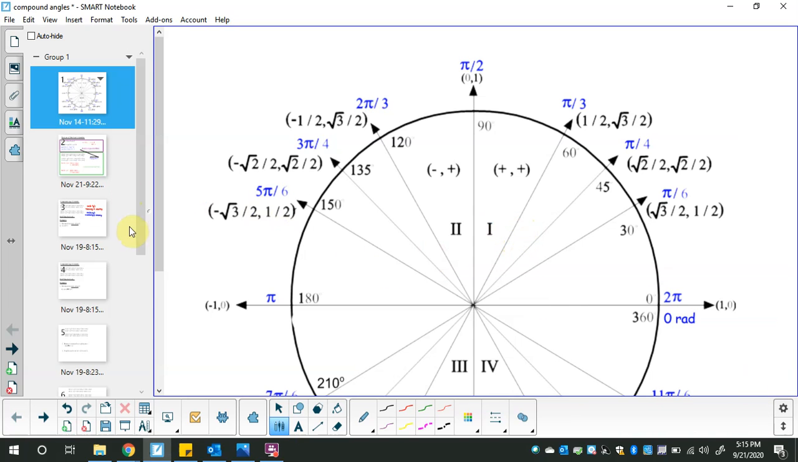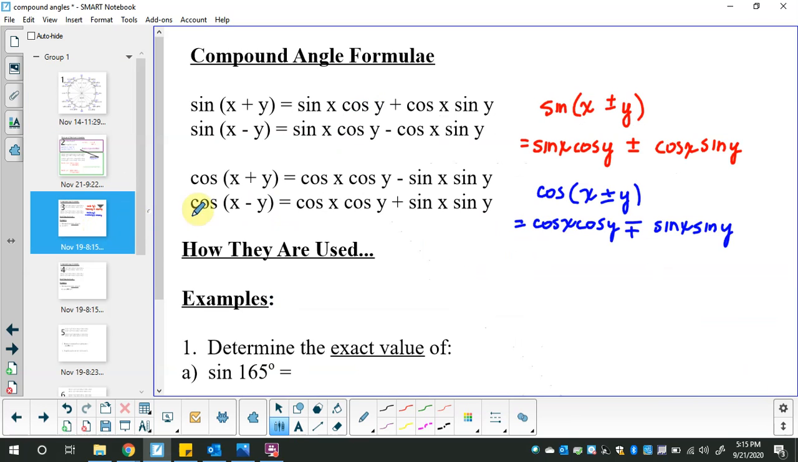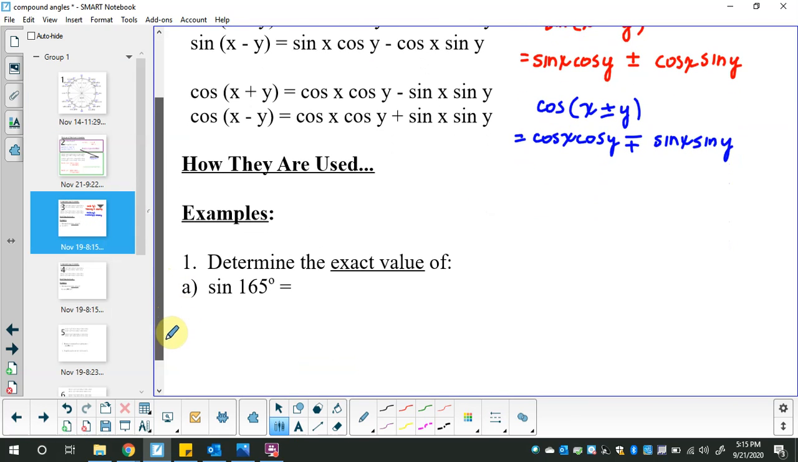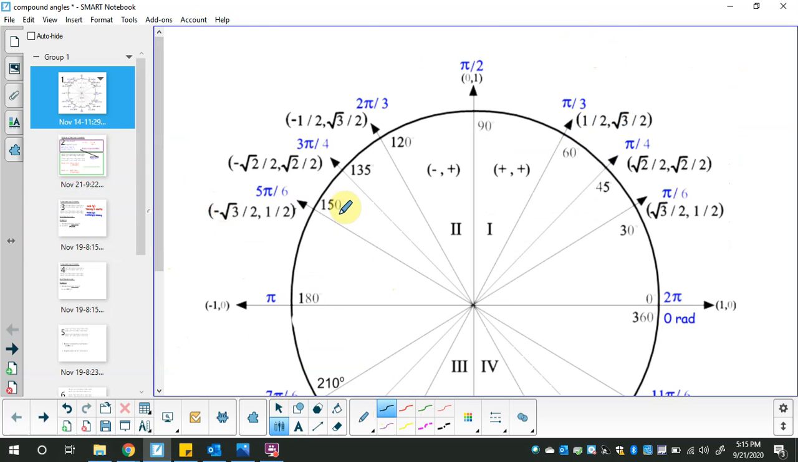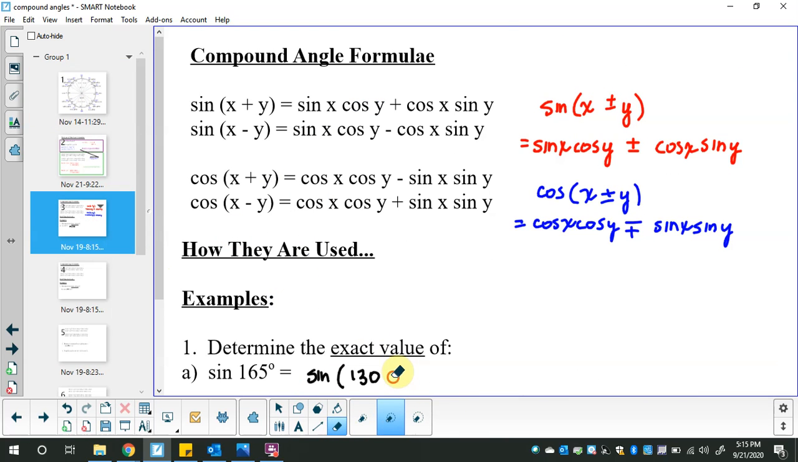So let's see if we can find a way to create 165 degrees. I am going to go with sine, I'm going to say 130. Maybe I should check that. Nope, can't use 130. Can use 135 degrees plus 30 degrees.